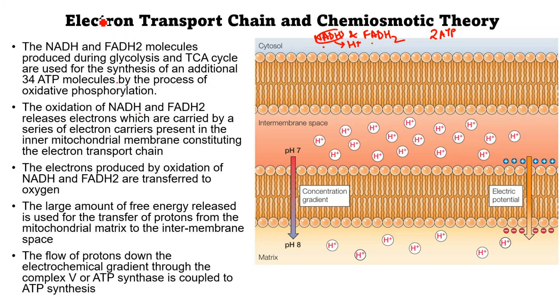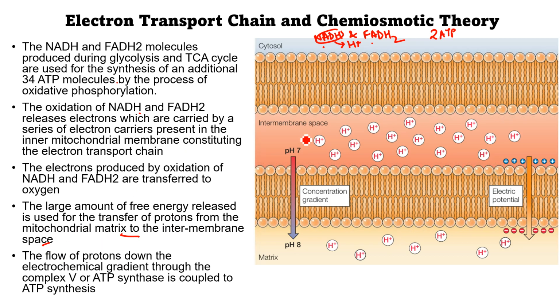So when these molecules NADH and FADH2 are oxidized, what happens? Oxidation will lead to loss of electrons, so electrons will be generated, and these electrons are transported from one electron carrier to another, and to the successive electron carriers. When these electrons are transported, a large amount of free energy is released, and this free energy is used for the transport of protons from the mitochondrial matrix to the intermembrane space.